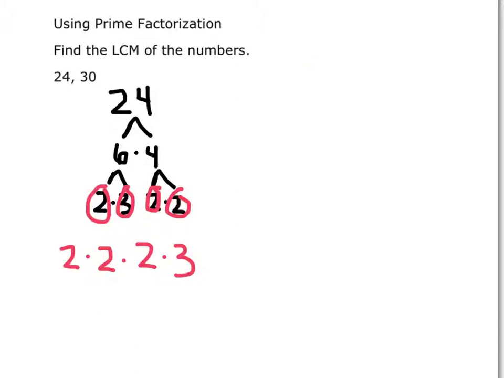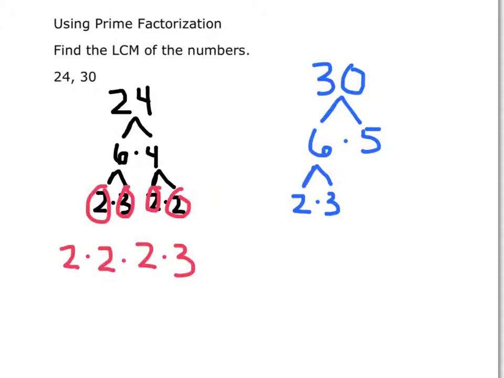Now, let's do the prime factorization of 30. Okay, the prime factorization of 30, I'm going to break up. 30, let's just say, is 6 times 5. Once again, you can use whatever you want in these factor trees. And then 5's prime, so I can stop there. And then 6 can be broken up into 2 times 3. Okay, so notice that right there is the prime factorization of 30. So I'm going to write that below here in blue. The prime factorization of 30 is 2 times 3 times 5.